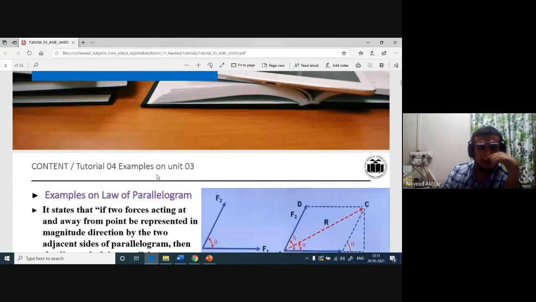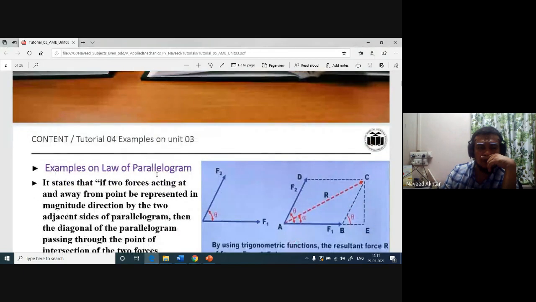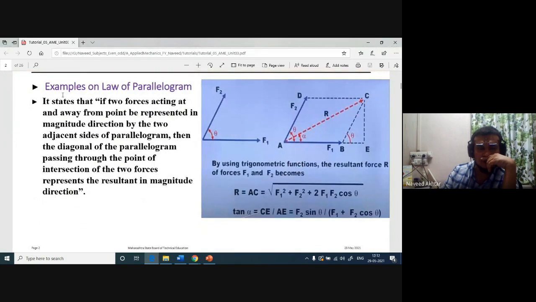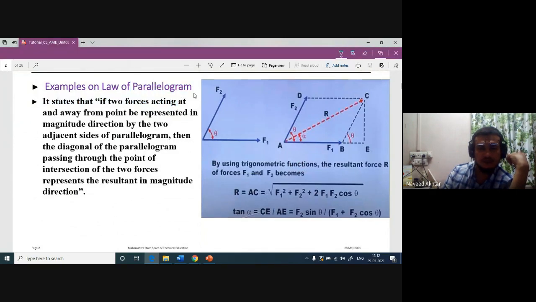So already in tutorial number 4, we have solved the examples on unit number 3. First, we have solved the examples on the law of parallelogram of forces. Okay, and the resultant for the law of parallelogram of forces will be R, that is resultant, is equal to AC.